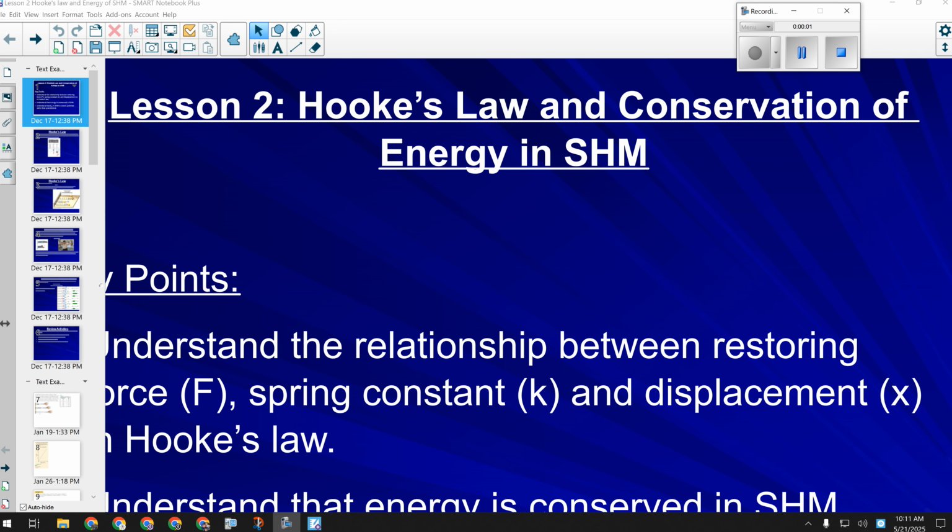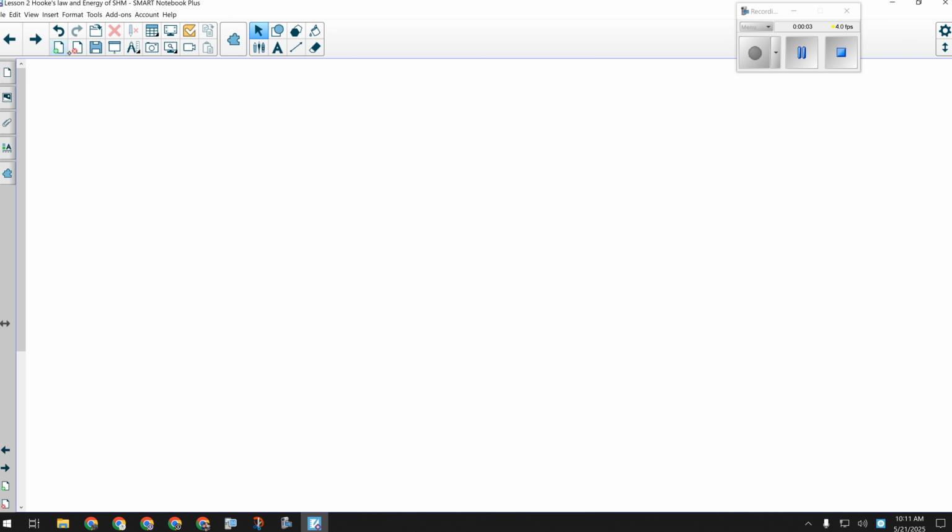All right, so before the long weekend, we were focused primarily on these two things, on Hooke's law. Okay, Hooke's law, remember, is that the restoring force, which varies linearly with displacement in simple harmonic motion, is equal to negative k times x, where k is the spring constant in newtons per meter, and x is the displacement from its resting position or equilibrium position.